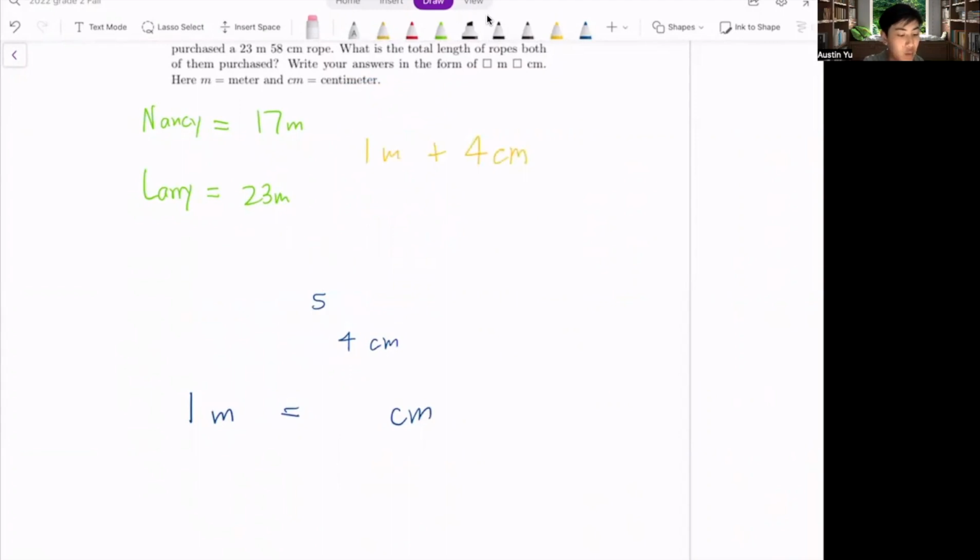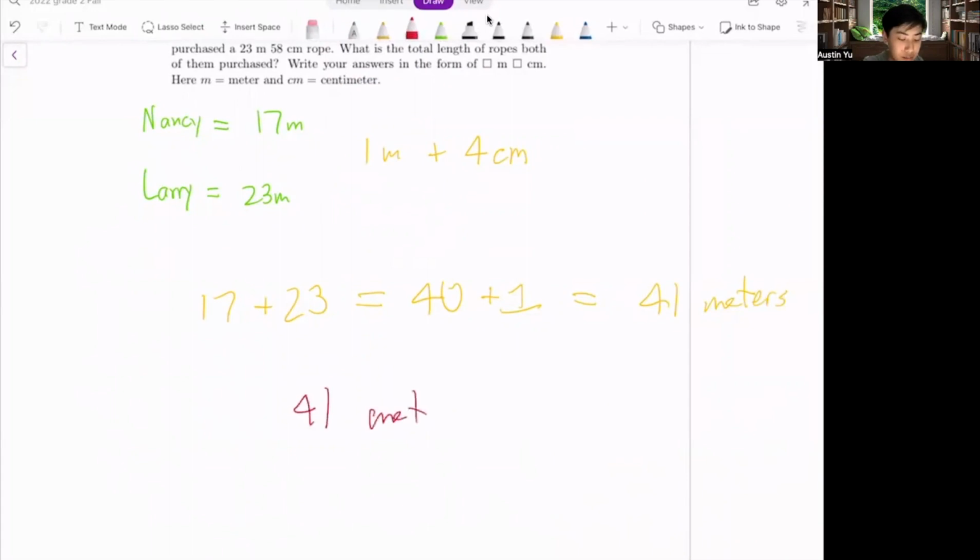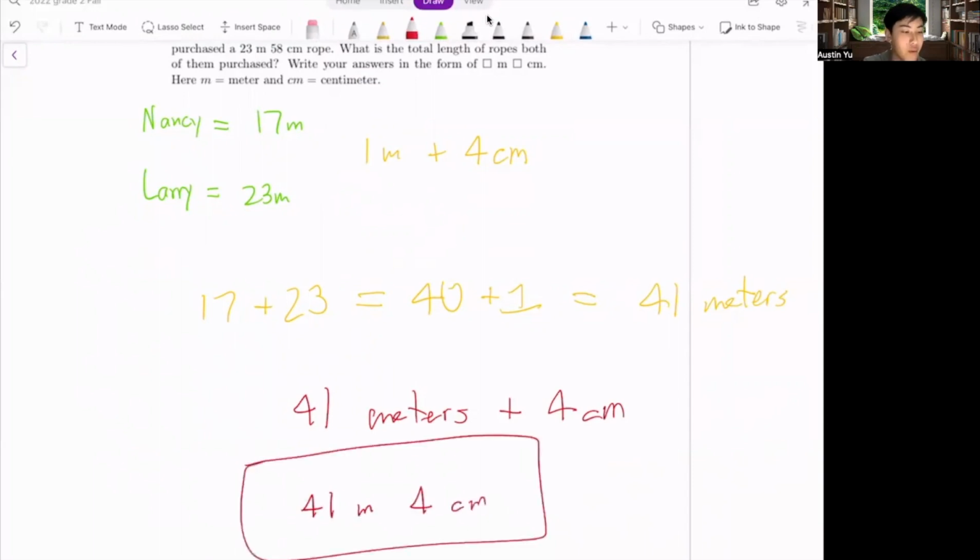And now we can add up all the meters. In yellow, let's write it. 17 plus 23 gives us 40 meters, plus an additional 1 meter that we got from converting centimeters to meters, that just gives us 41 meters. Then the combined length in red, 41 meters plus 4 centimeters. Therefore, we can write it as 41 meters and 4 centimeters. And that is your answer for problem 3.